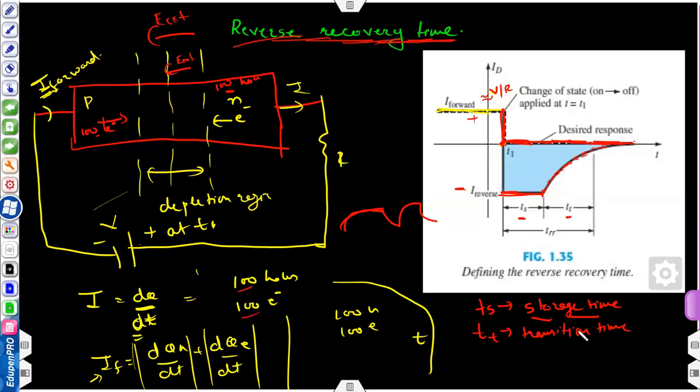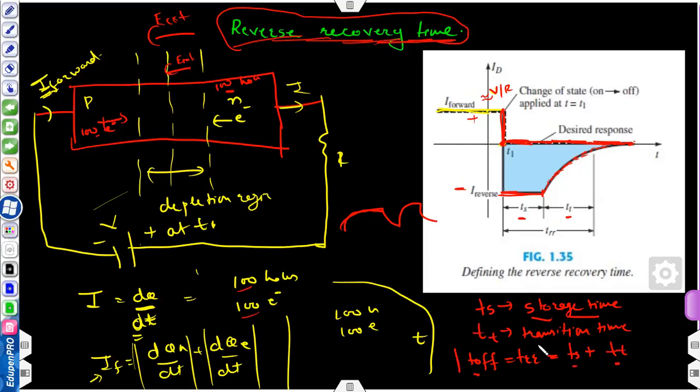Transition time. And T off time means when the value of I_D will be 0. This is T_RR. T off is also defined as T reverse recovery time. This is what reverse recovery means. T off, your diode is off when the value of I is 0. So reverse recovery time is the sum of T_S plus T_T, storage time plus transition time.